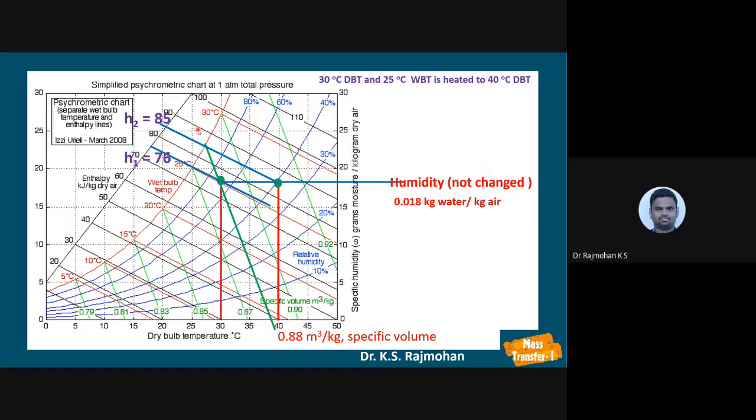Okay, 76 and 85. And what is the new wet bulb temperature? Initially wet bulb temperature was 25 degrees Celsius. To get the final wet bulb temperature, where it is crossing, this is 60% relative humidity, 80% relative humidity. This red line is 100% relative humidity. So this here you will mark and find out what is the final wet bulb temperature.